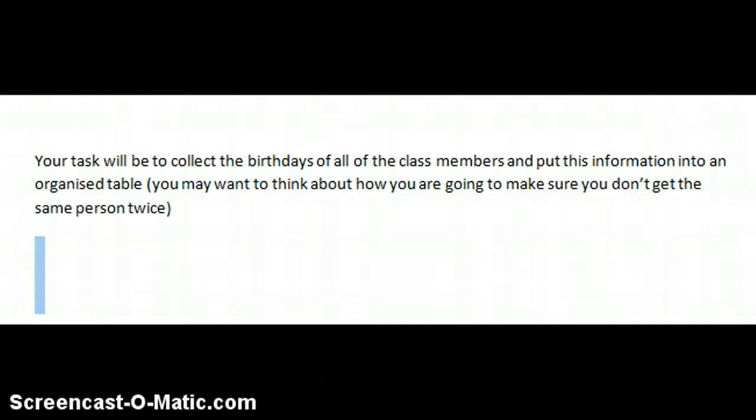Well done, boys and girls, on the successful completion of your webquest. Now you are going to have a look at the assessment task that you need to complete in order to be graded on your work. Your task will be to collect the birthdays of all of the class members and put this into an organised table. So at the moment we're just looking at data collection.